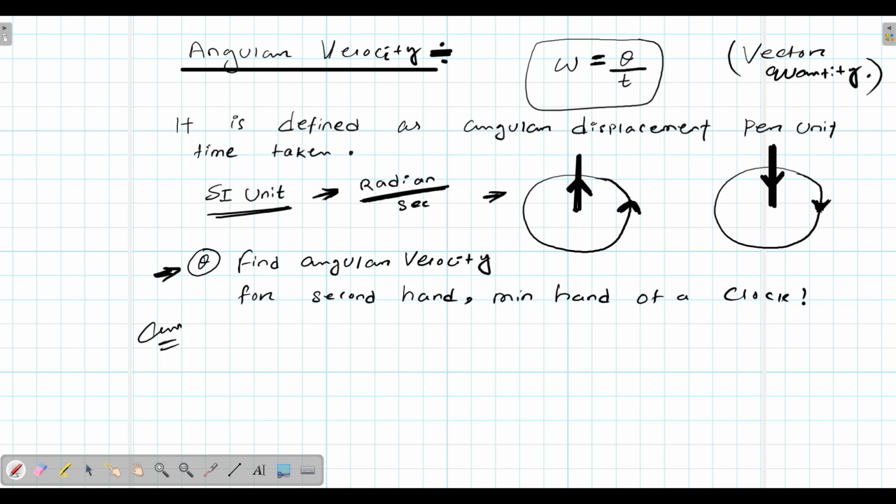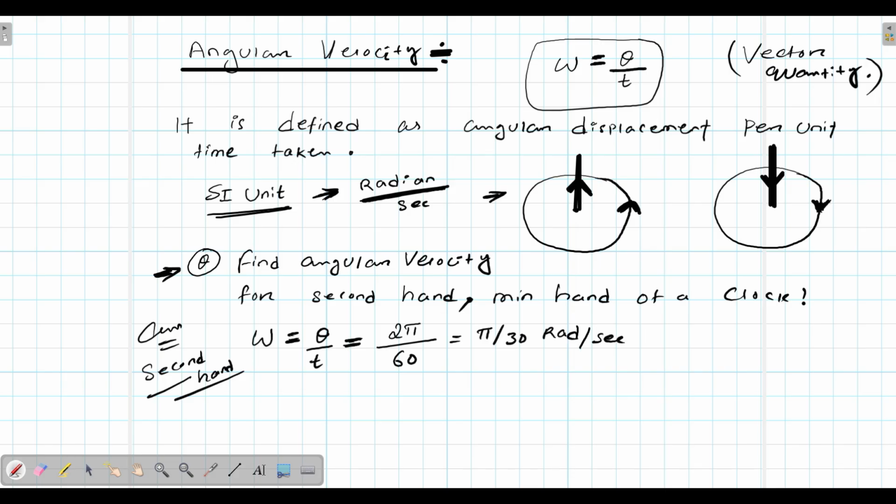For second hand, omega equals to theta by t, or this is 2 pi divided by time. Time equals to 60. So that is pi by 30 radian per second. That is the angular velocity for second hand.